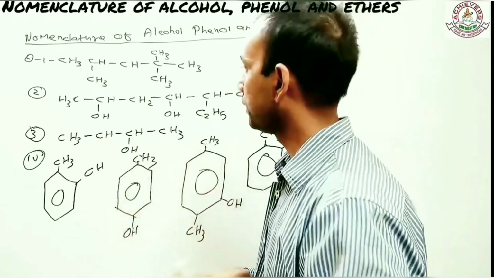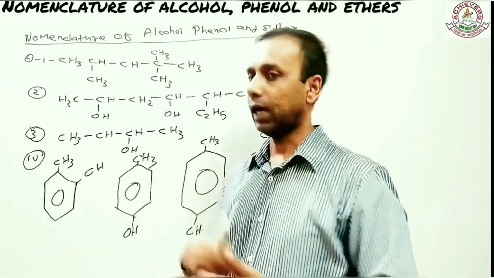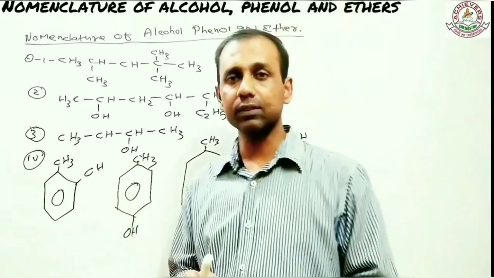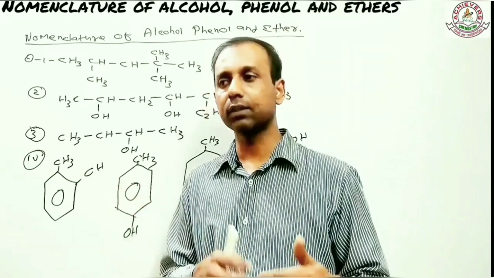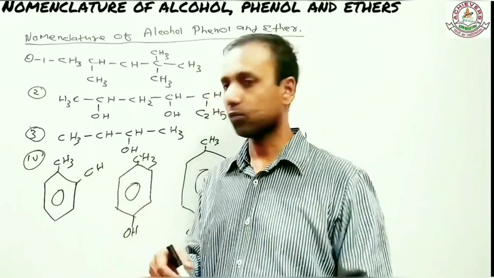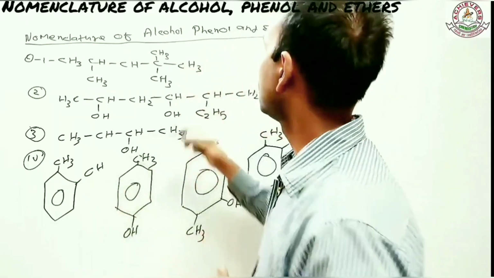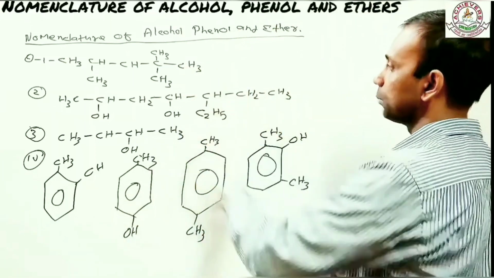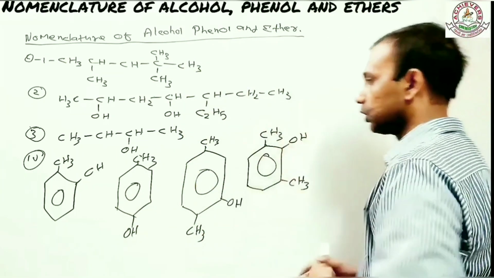So right now I'm going to take these examples and we'll do it from the basics, how they are named and how the IUPAC name is actually going to come out. So let's start with the nomenclature of alcohol, phenol, ether. I have a couple of examples from NCERT, like I said. So I'm doing the first one.